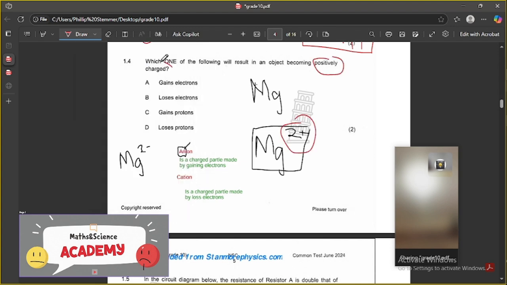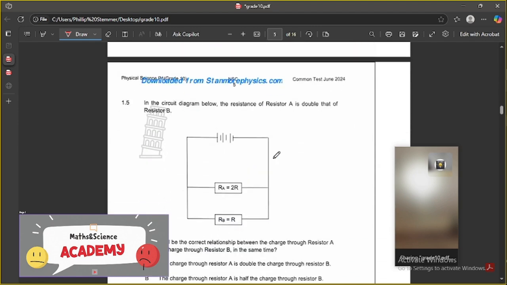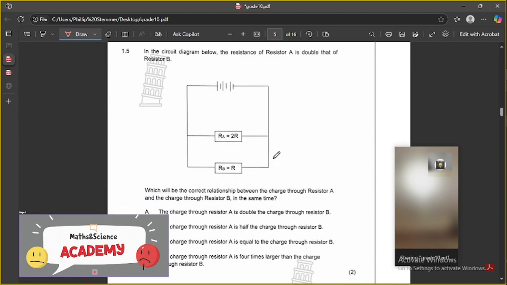So let's look at that one. Option B, positively charged, loses electrons. So option B is the correct one in this case. Option B is the correct one. Let's look at question 1.5.